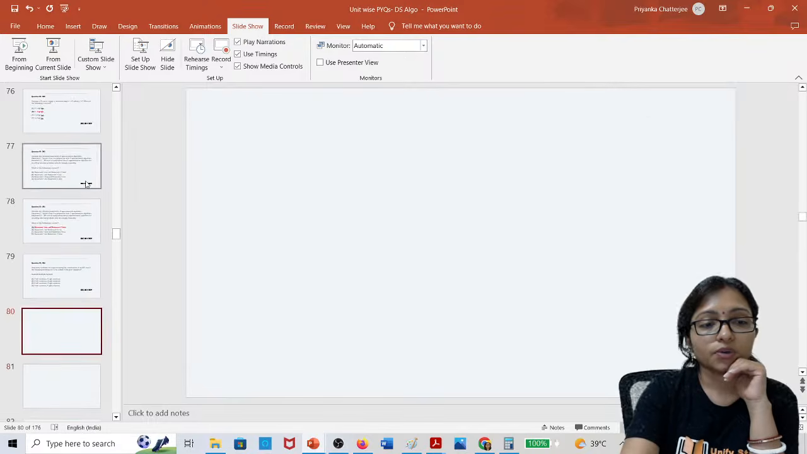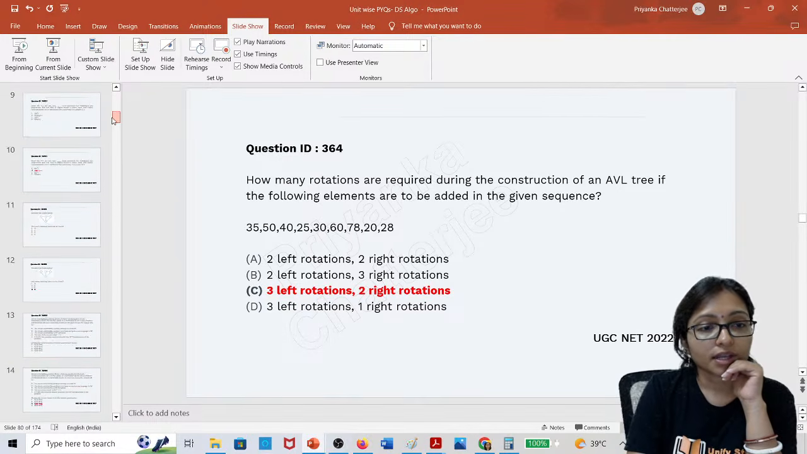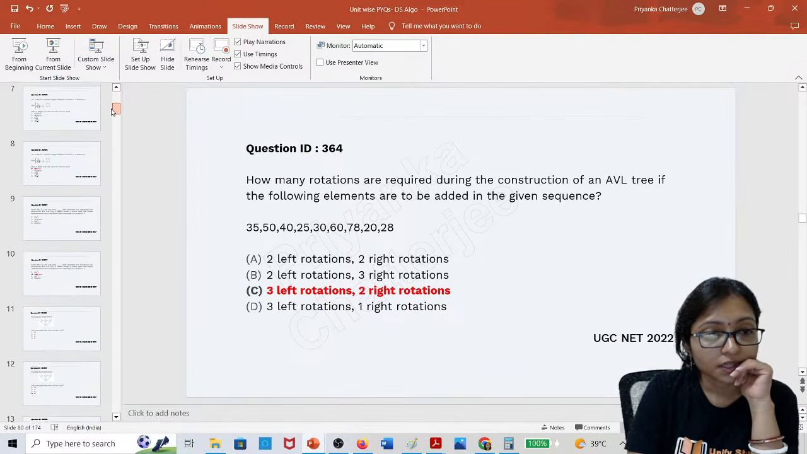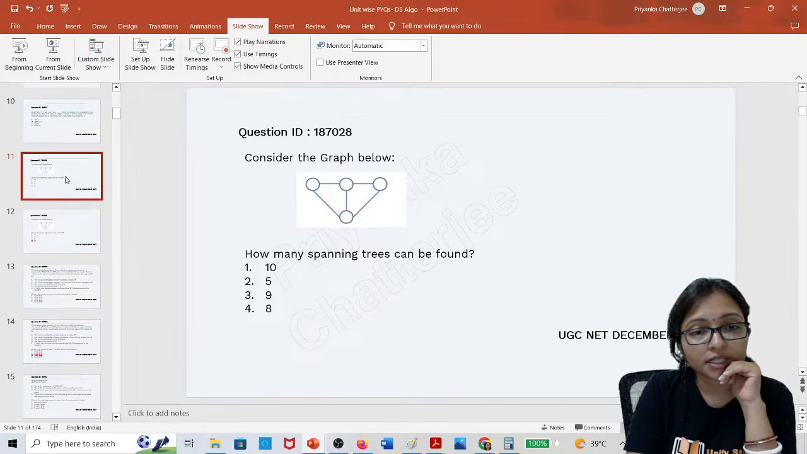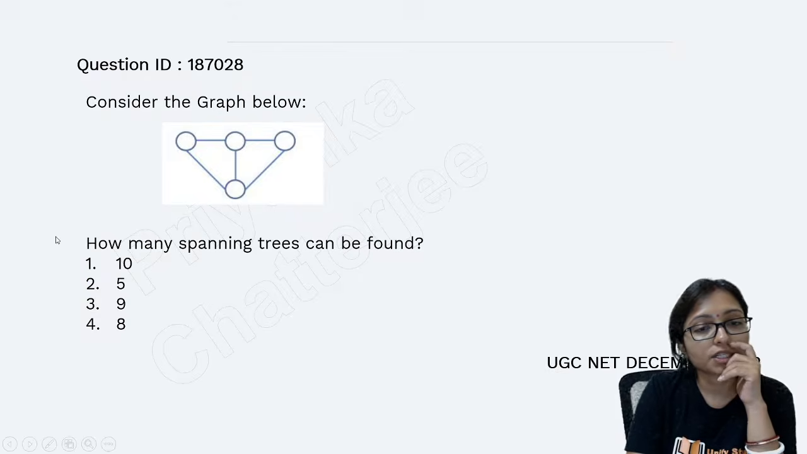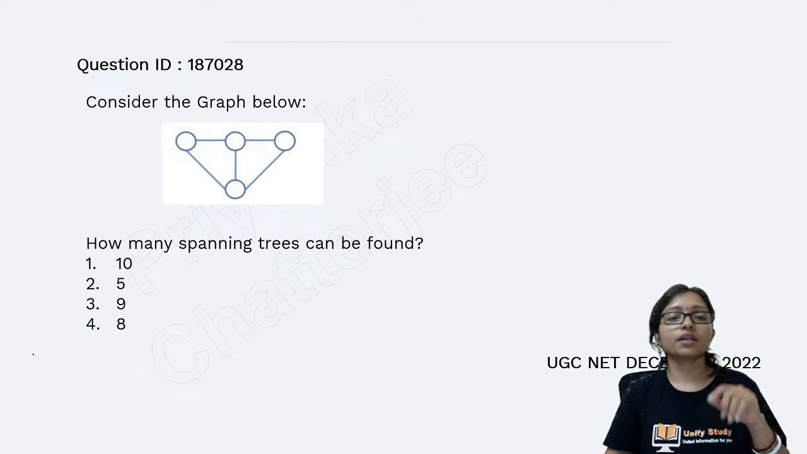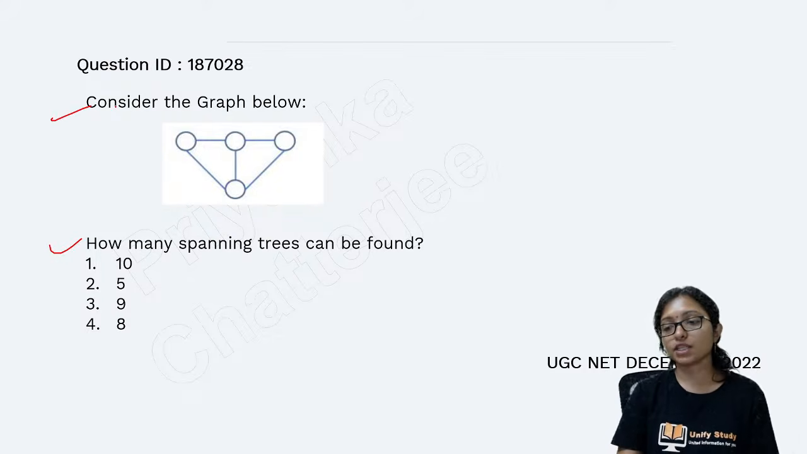So now let's do the next question. And the next question was from algorithm. We will do the algorithm question tomorrow, okay? Because we will not be able to solve it today. Acha, do one question. It was a spanning tree question, an easy question. How many spanning trees can be found here? This is a graph. How many spanning trees can be there?